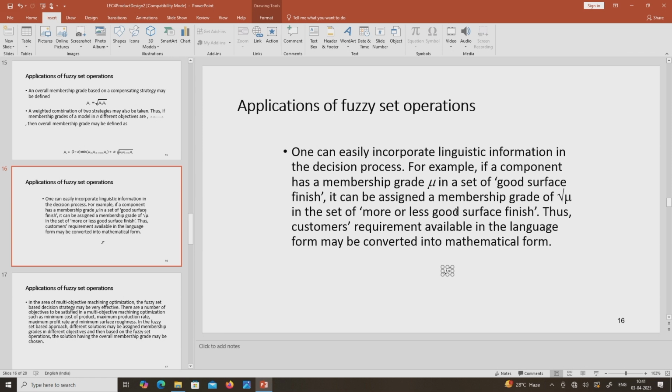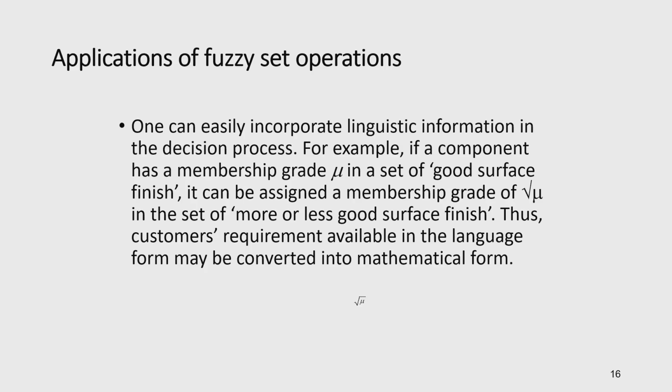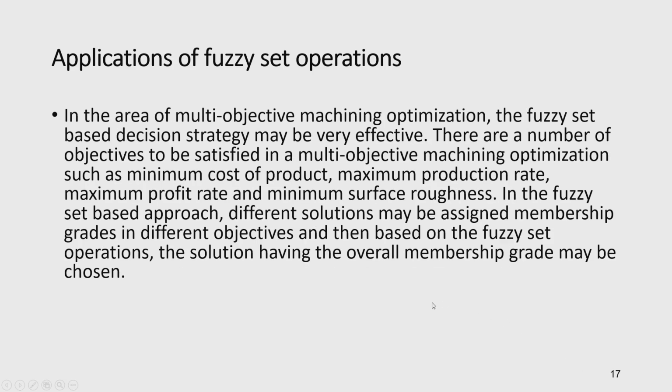And suppose it is the set of very good, then we can say mu square. That means we can be more stringent. Like that we can modify also. So in the area of multi-objective machining optimization or anything similar, the fuzzy set based decision strategy may be very effective.